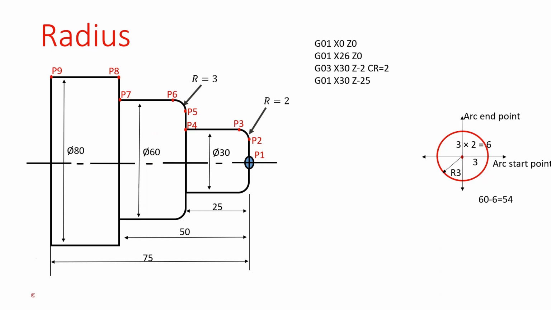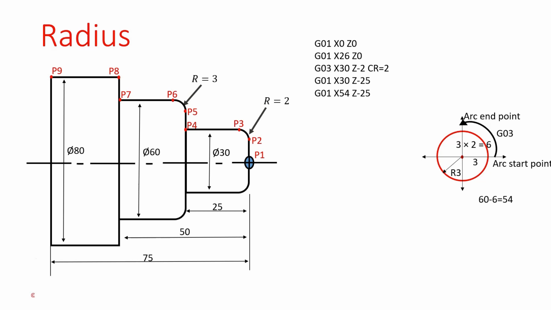The P5 point value is G01, X54, Z-25. The next point is the P6 point. It is the arc endpoint. Now check the direction of the arc. How to check the direction of the arc? It is based on the arc starting point to endpoint direction. Now our arc direction is anticlockwise. Up to now, we are using the G01 code, because those points are linear motion. But at this point the motion is circular motion in the anti-clockwise direction. The motion code is G03.